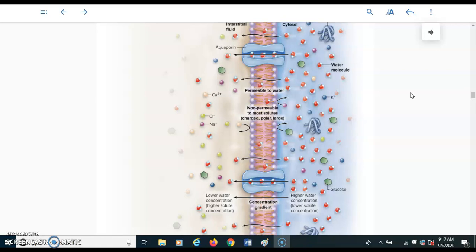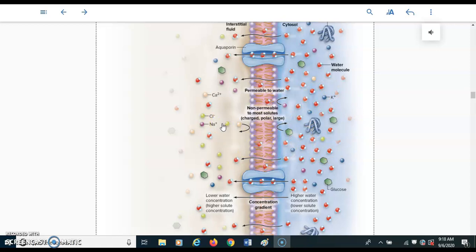Now, we can have changes though in the solute concentration. So we can have a change where more solutes end up outside the cell, or less. And so then that will be the trigger for water to want to move. And again, it's moving so that we can keep that solute concentration equal on either side of the plasma membrane.